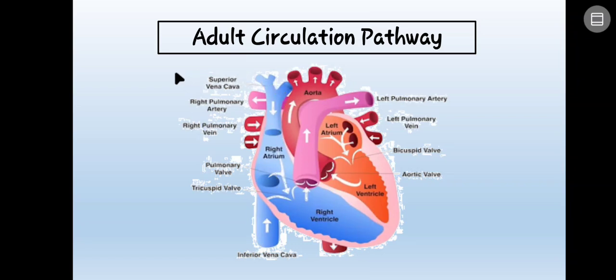So the blood that is coming from the upper part of the body through the superior vena cava, and the blood that is coming from the lower part of the body through the inferior vena cava, all of them empty into the right atrium. Then from the right atrium, the blood will pass through this valve over here. We call it the tricuspid valve. In some literature, they call it the right atrioventricular valve, and it empties into the right ventricle.